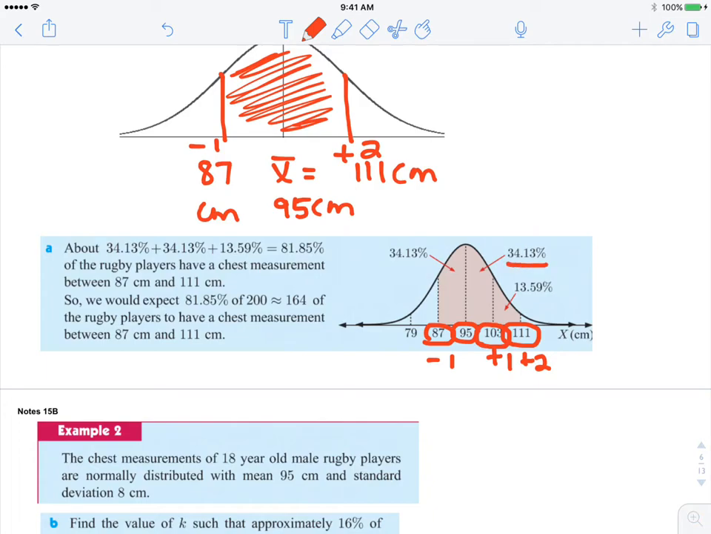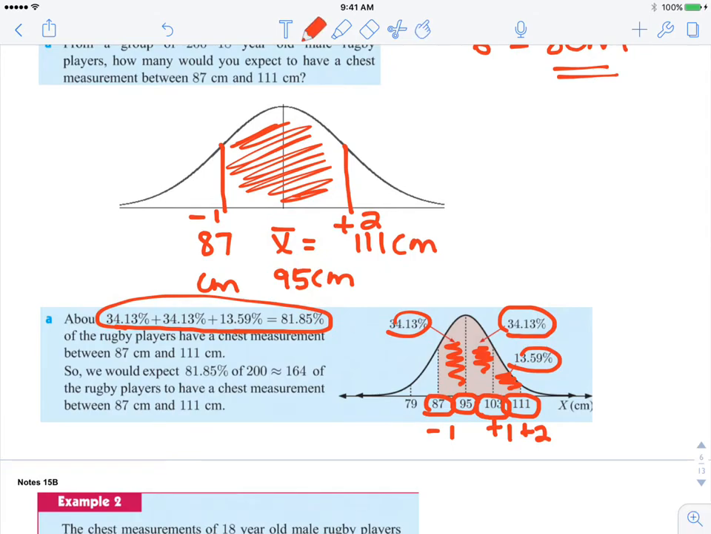So we've identified the percentages here, 34.13, 34.13, and then another 13.59. So we would add up those 3 percentages to give you the probability of 81.85%. What does that mean? 81.85% of those rugby players would fall between 87 centimeters and 111 centimeters for their chest measurements.